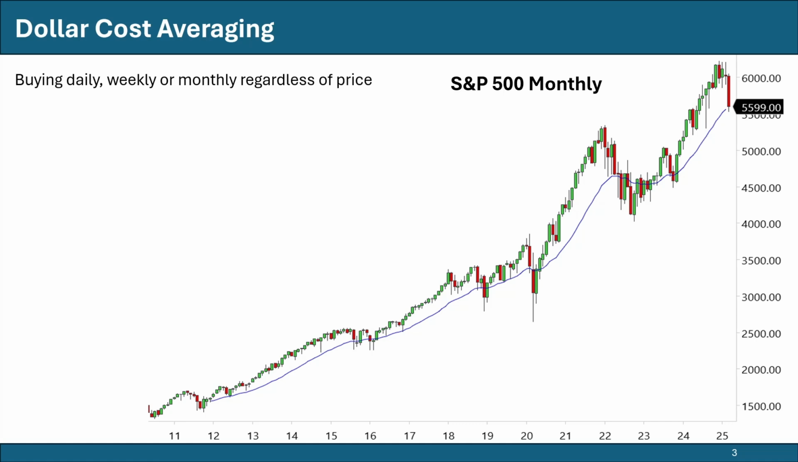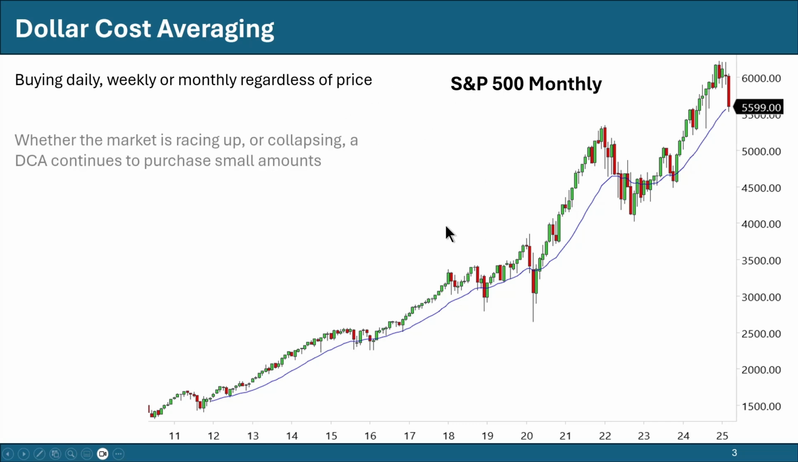Well, it's buying at a set interval. So every week, every day, every month. And you don't worry about the price. You're just buying based on time. So whether the market's racing up or whether it's falling down, you're buying every day or every week or every month.